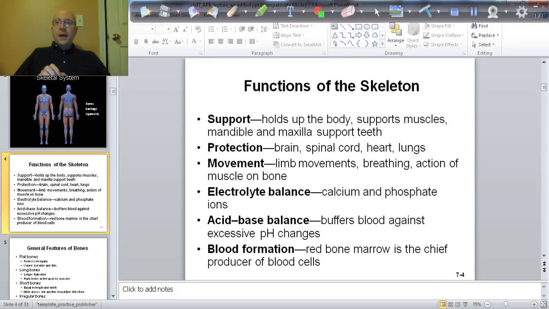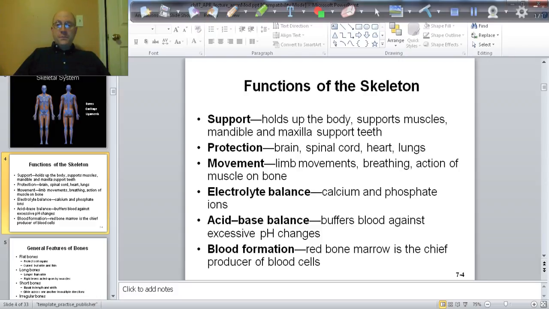Third, movement. The bones don't move, but the muscles attached to the bones do. That's why they're called skeletal muscles. And those muscles now gain leverage on the bones, so they can provide greater force against various resistances.